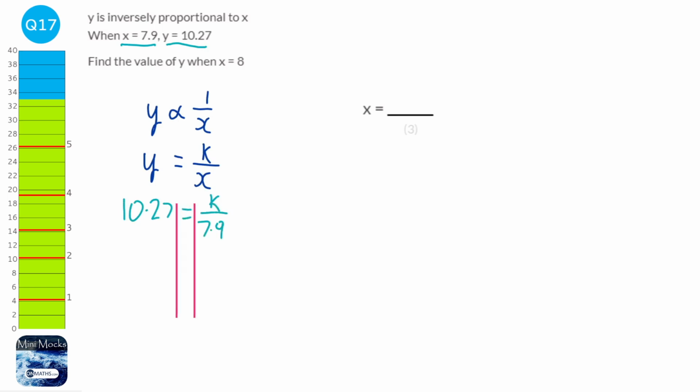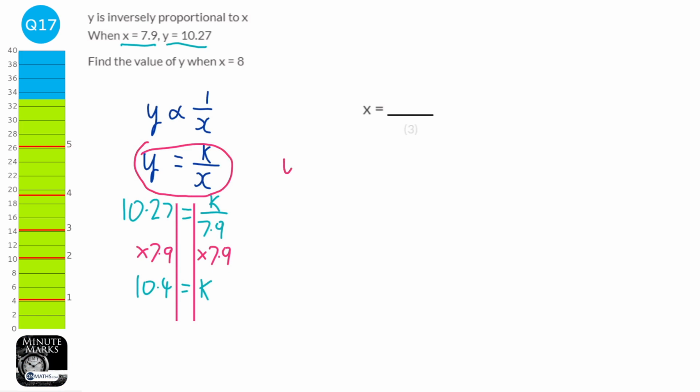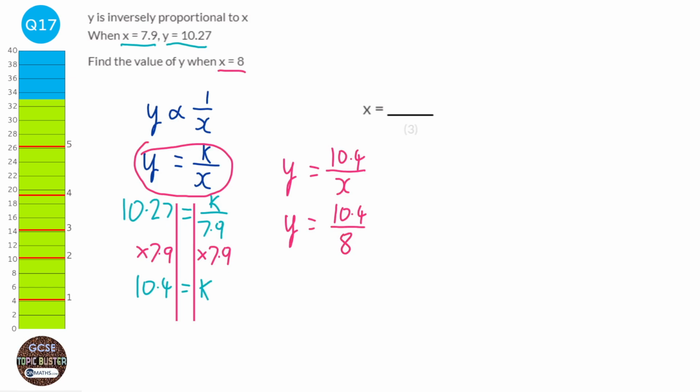I'll do a bit of simple solving by multiplying both sides by 7.9. When I do that, I get that k is 10.4. Go rewrite our equation we wrote here, but this time with our k value in, which is 10.4. And we're asked to find out what y is when x is 8. So we just do 10.4 divided by 8. And when we do that, we get 1.3.